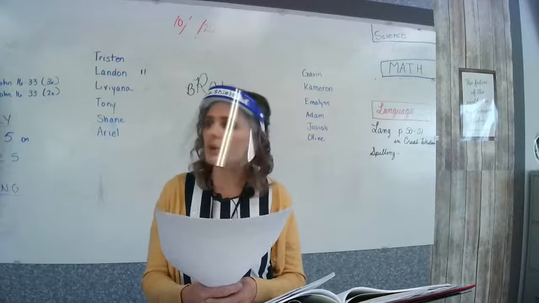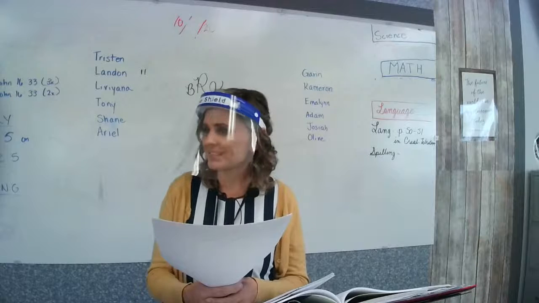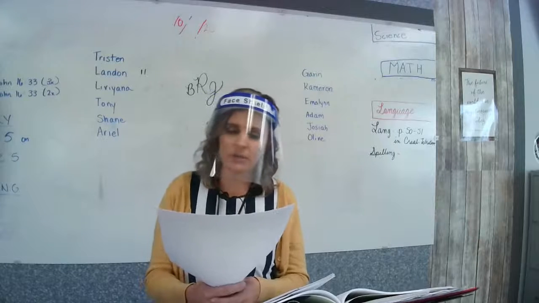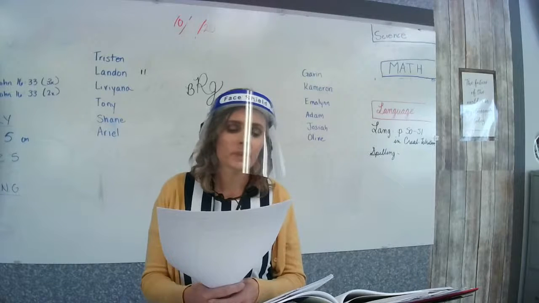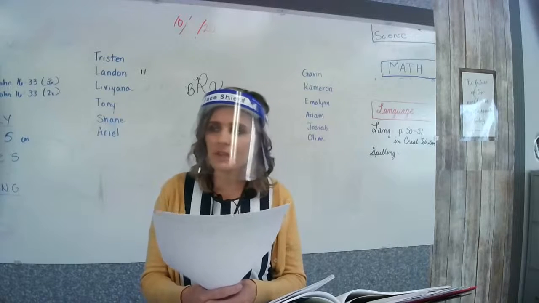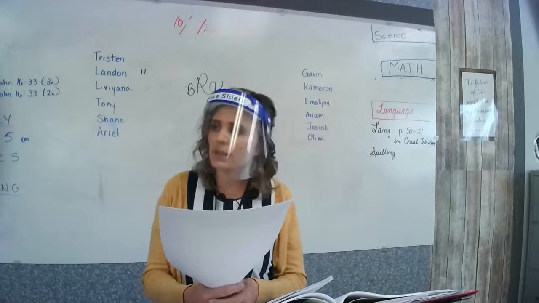Number six. What is this word? Denominator. Have you learned this in math yet? Denominator. It's part of a math fact. It's part of your division facts. Number seven. Department. I worked at the department store. Number eight. Departure, meaning to leave.